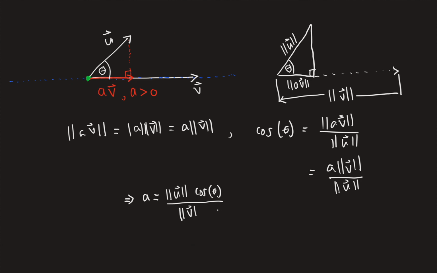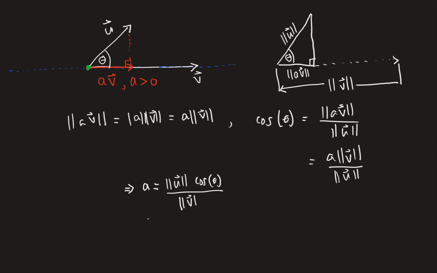So let's multiply the top and the bottom of the right-hand side by the magnitude of V. So we'll have the magnitude of U times the magnitude of V times the cosine of theta, and then this is all over the magnitude of V squared, because we multiplied the bottom as well by the norm of V. Interesting. So that's what our scalar is.